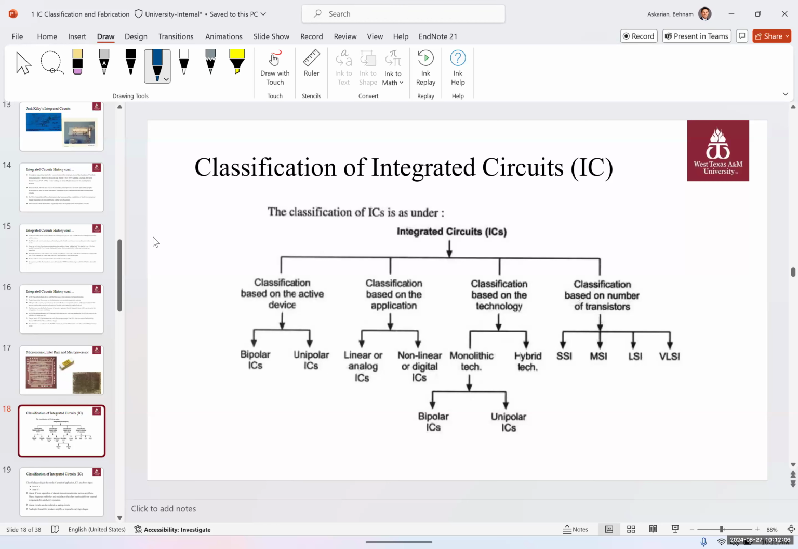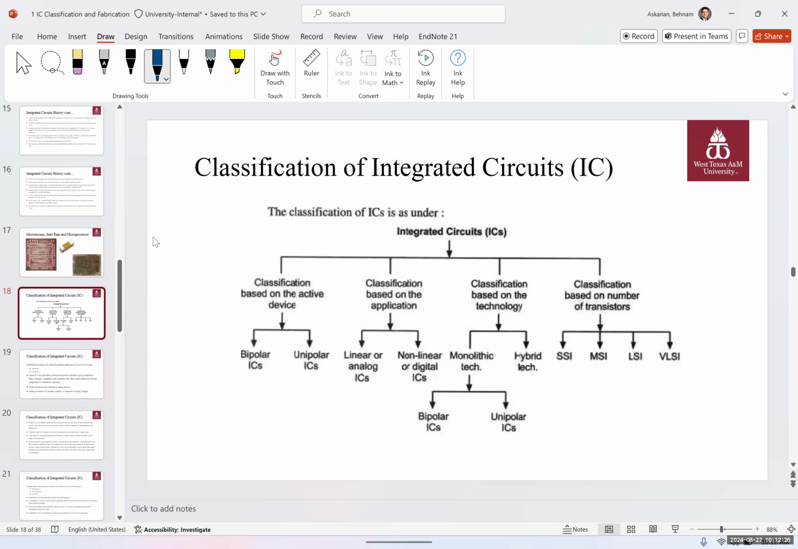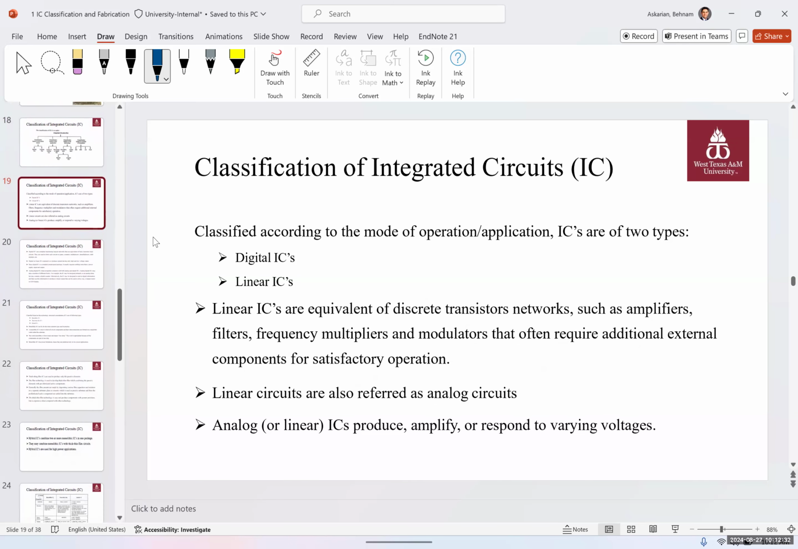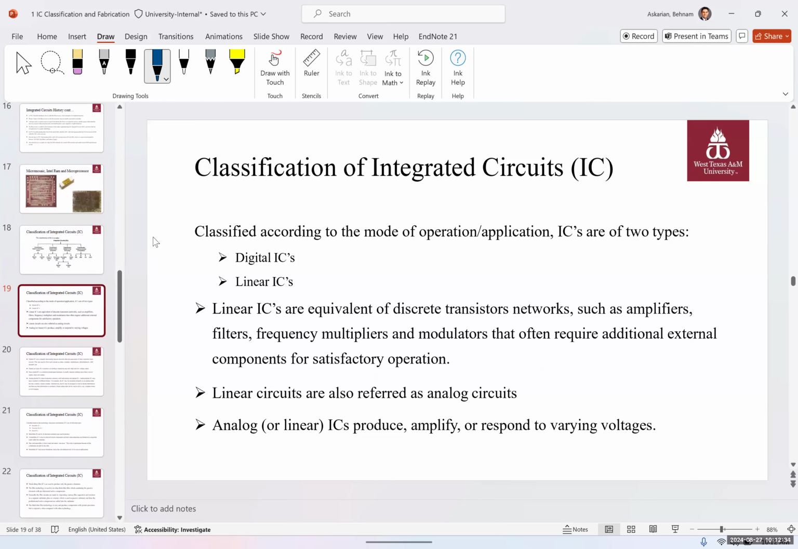For classification based on the application, we have linear ICs or analog ICs, which this course covers, and digital ICs. And classification based on number of transistors, we have the SSI, MSI, LSI, and VLSI.